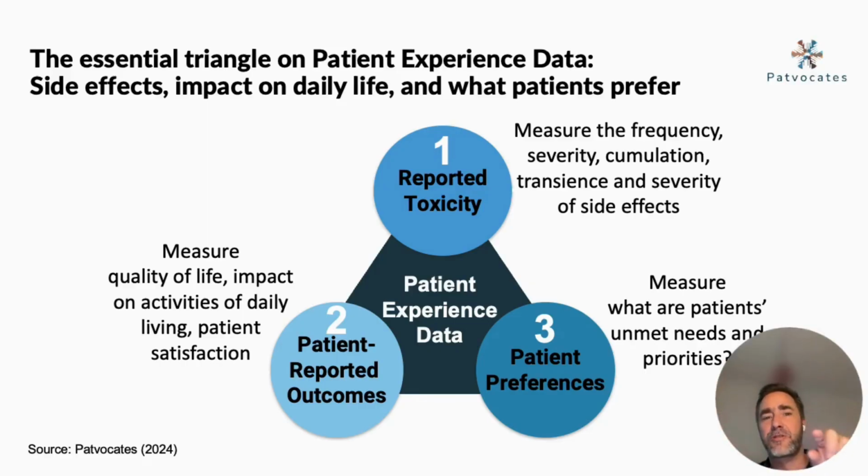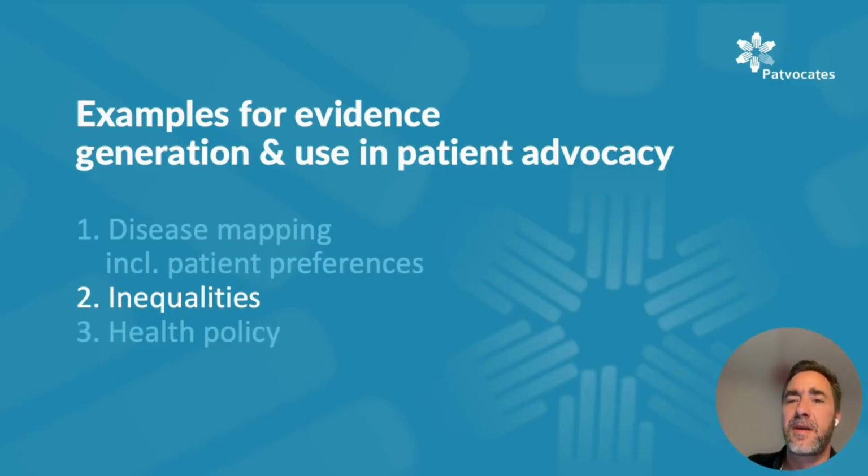So if you take that essential triangle, you need to understand toxicity, you need to understand how toxicity affects quality of life, and in what areas patients would value and appreciate an improvement in quality of life, and would trade that off against other areas where there might be worsening of quality of life, but probably it's not as bad as the improvement in the other area. So that's why this triangle is so important, but usually that data is not being generated. That's why the patient community really needs to drive the generation of that evidence.